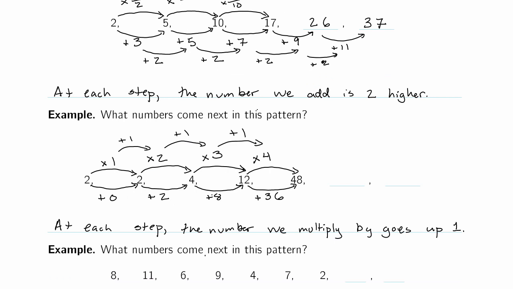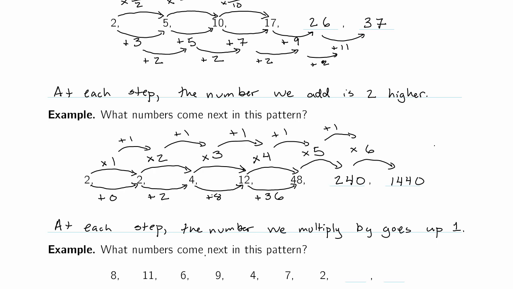So next we're going to multiply by 5, right, because 5 is 1 more than 4. 48 times 5 is 240. And then the next number after that, we're going to multiply by 6. This is a job for a calculator. 240 times 6 is 1,440. If you can do that in your head, you're welcome to. I definitely used a calculator for that just now. Okay, so this time we detected a pattern in the numbers that we were multiplying by.